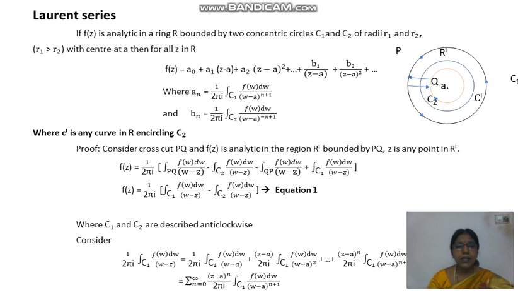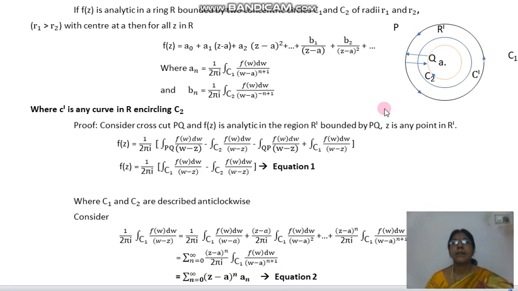Now you see here, in this sum, z minus a power n is there. What is the remaining here? Same sigma, same z minus a power n, into 1 by 2 pi I integral f of w dw by w minus a whole power n plus 1. Except for this z minus a whole power n, the remaining value we take as an. Now what is an? 1 by 2 pi I integral over c f of w by w minus a whole power n plus 1 dw.